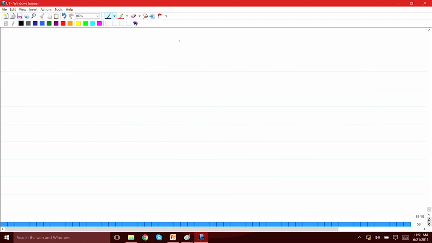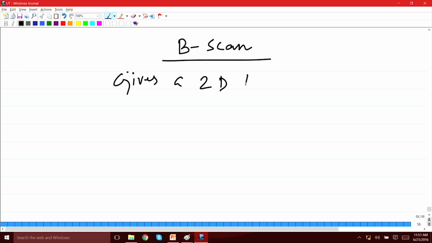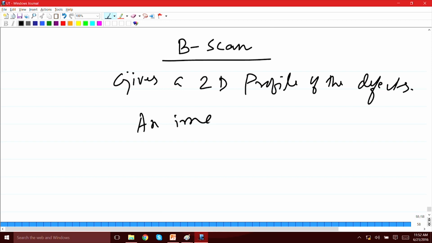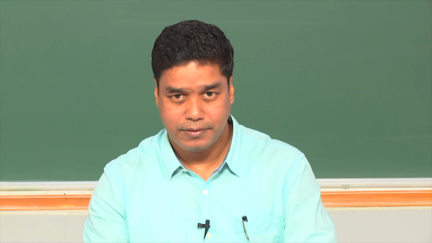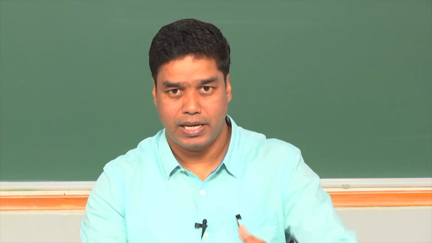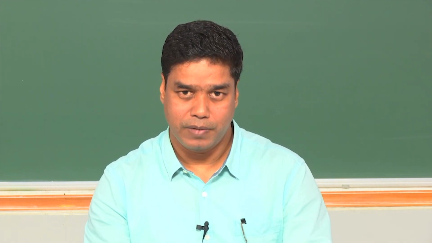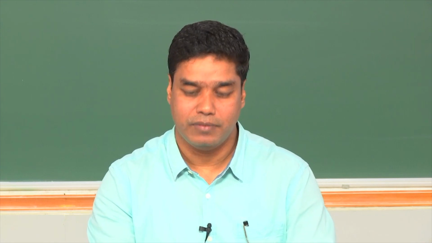Then you have B scan. In this case, this gives you a 2D profile of the defects, and this display is basically an imaginary section through the sample, wherein you can see both the back and front surface, and you will see at what depth the defects are lying when the defect echo appears on the display. Okay. So, that is how it generates that 2D profile of the defect.